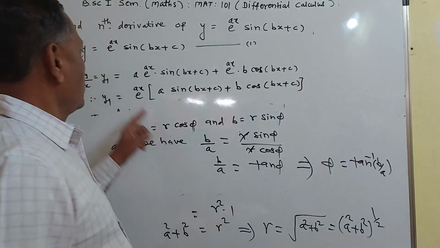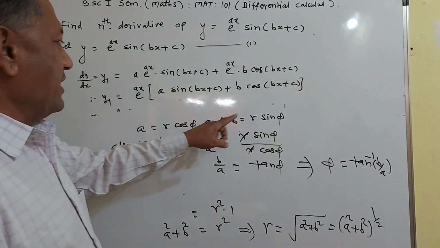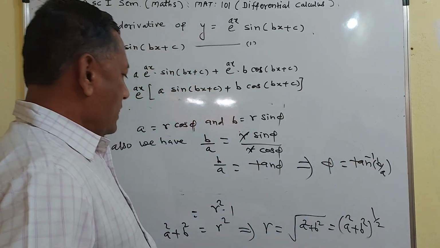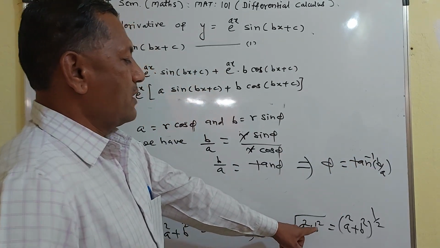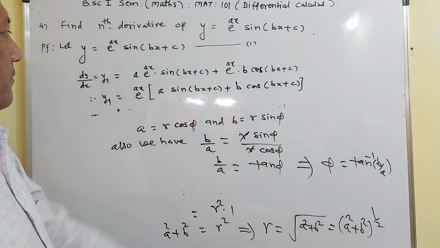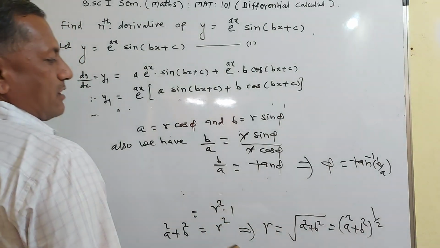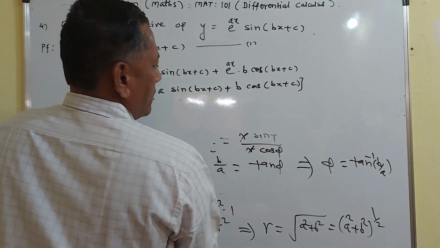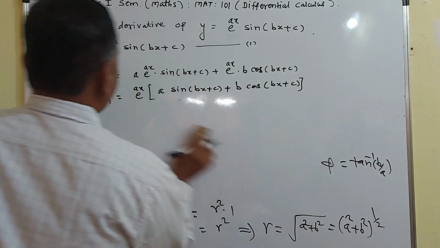So you remember, from a is equal to r cos phi and b is equal to r sin phi, you get phi is equal to tan inverse b upon a, and you get r is equal to root a square plus b square, or a square plus b square raised to 1 half. So you remember this.